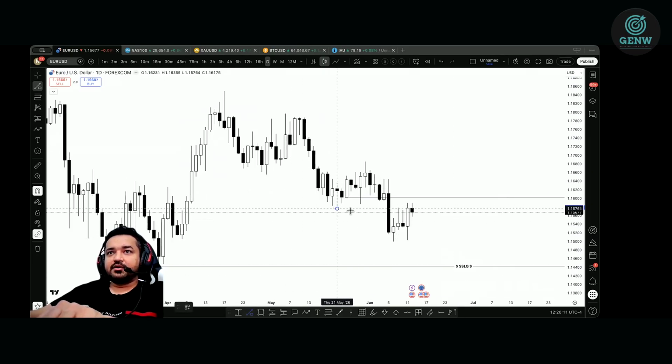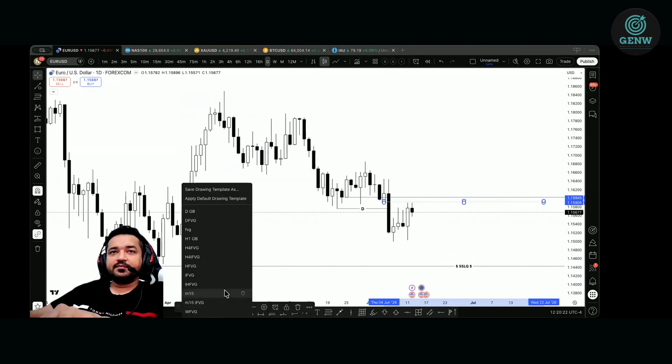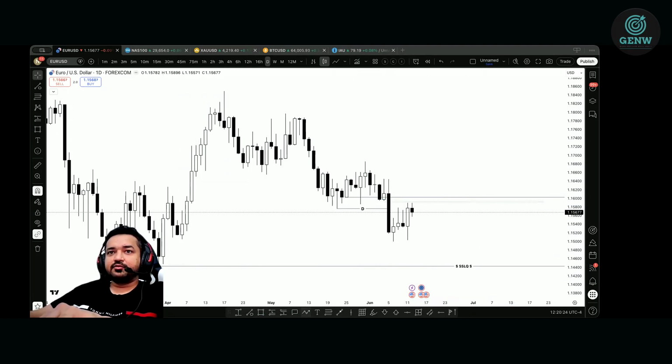We see that our swing structure is bearish. We have these fair value gaps right here. What we can expect price to do in the coming week is mitigate this daily fair value gap or this weekly order block, and then head towards the lower side.